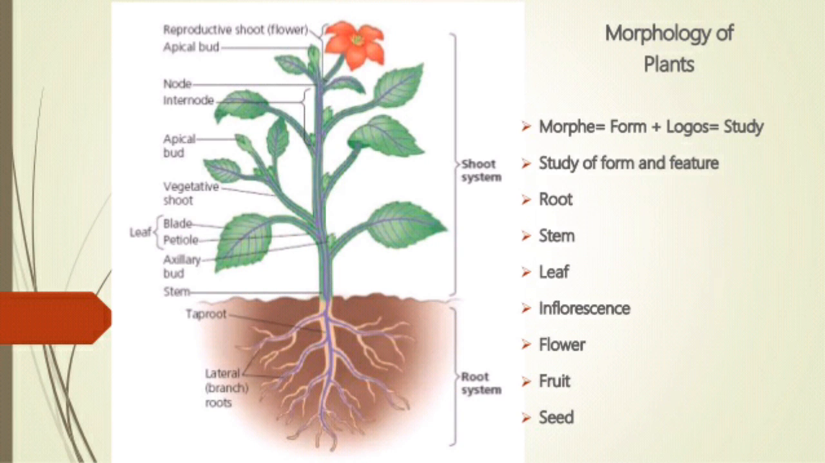In plants, there are 2 systems. The part of the plant which is above the ground, that is the shoot system, and the part of the plant which is below the soil, that is the root system. We will start first with the root.